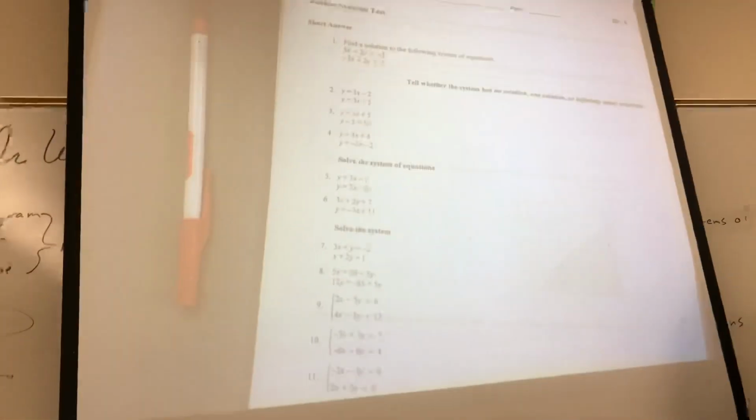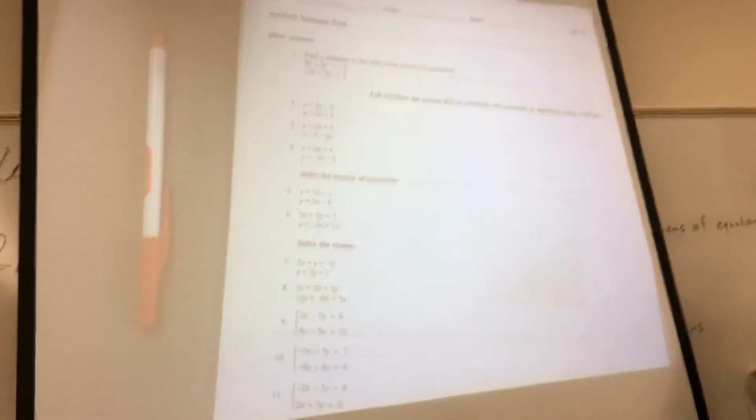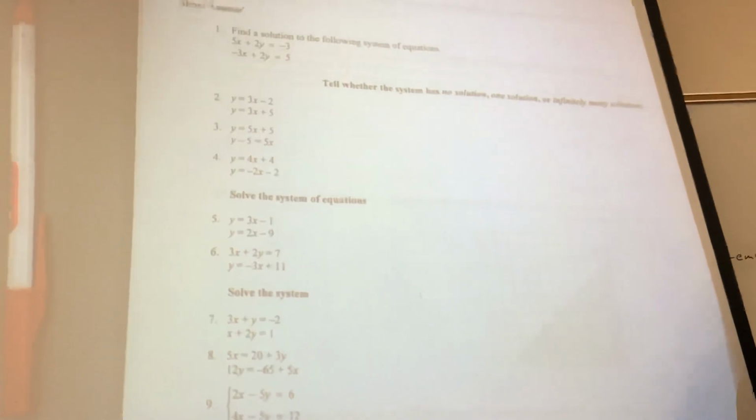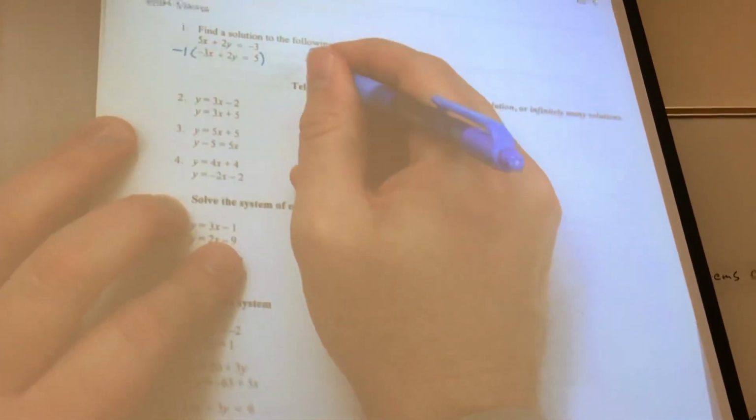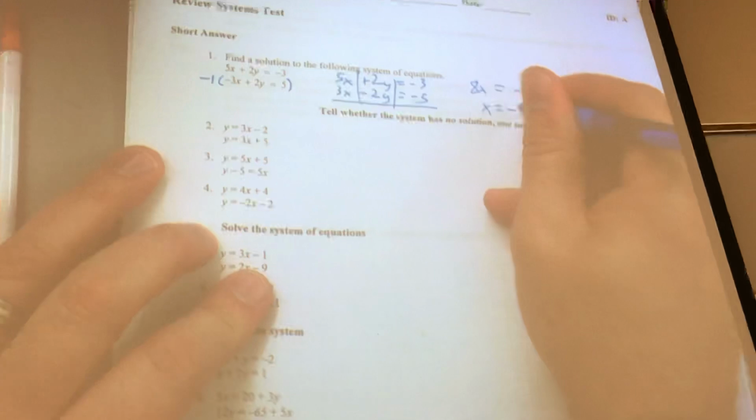Okay, so for the review over the systems test, a couple of different things. On number one, find a solution to the system of equations. It's not already set up for elimination. You have to multiply by a -1. That's going to be 5x plus 2y equals -3. And then we get 3x minus 2y is equal to -5. That gives us 8x is equal to -8, which means x is equal to -1.